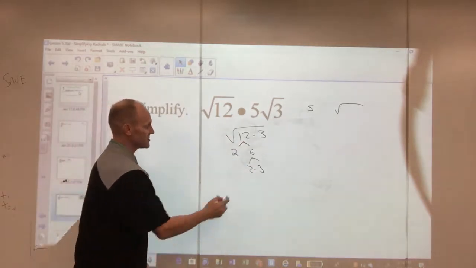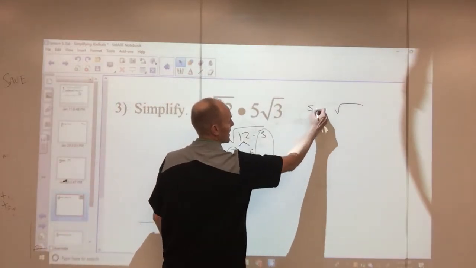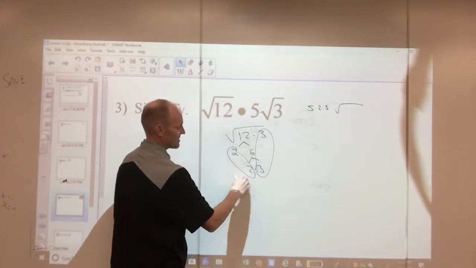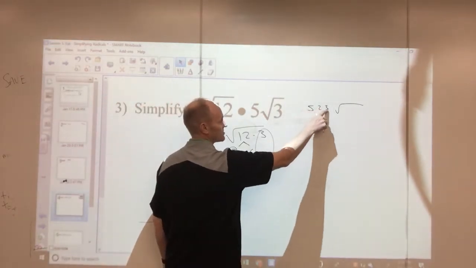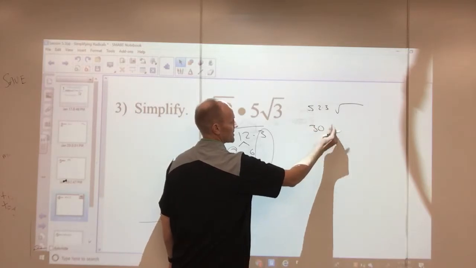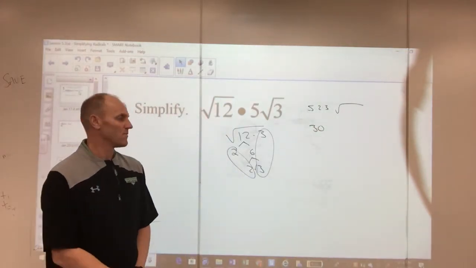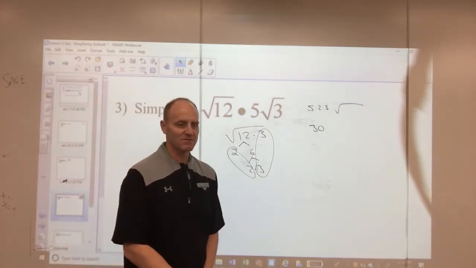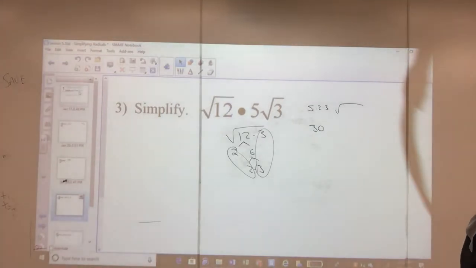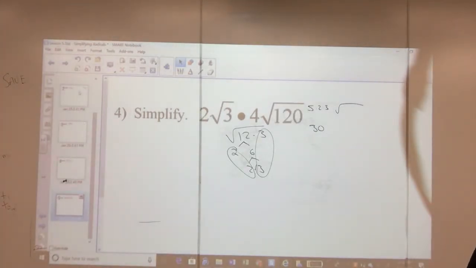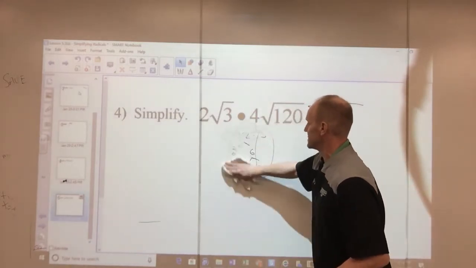At the end, here's what you'll get. So you'll see I got a pair of 2s here, a pair of 3s here. They go out on the dance floor, and I've got nothing left to put in the radical, and that's fine. So you end up just with 5 times 2 times 3, which would be 30, and since there's nothing left in there, you don't have to put the radical. If you want, you can pause the video and try one more example on your own. Go ahead and pause the video, try this example, and then come back and you can check to see if you did it right.